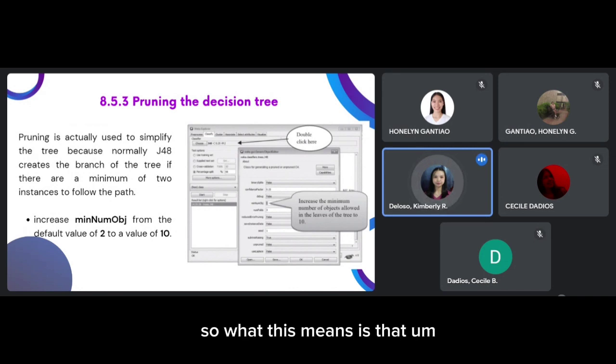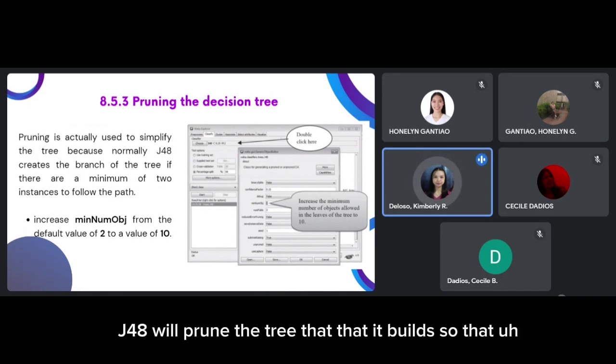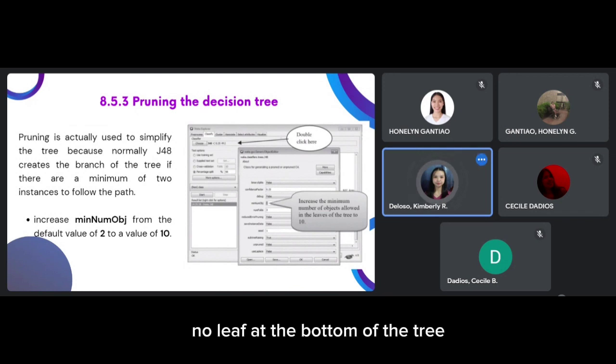So what this means is that J48 will prune the tree that it builds so that no leaf at the bottom of the tree will have any fewer than 10 iris samples.